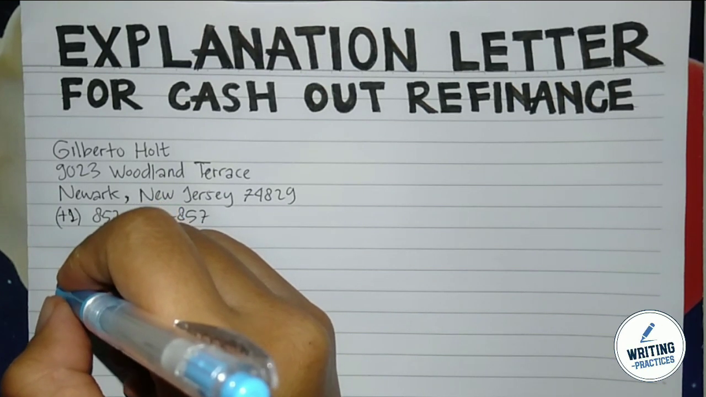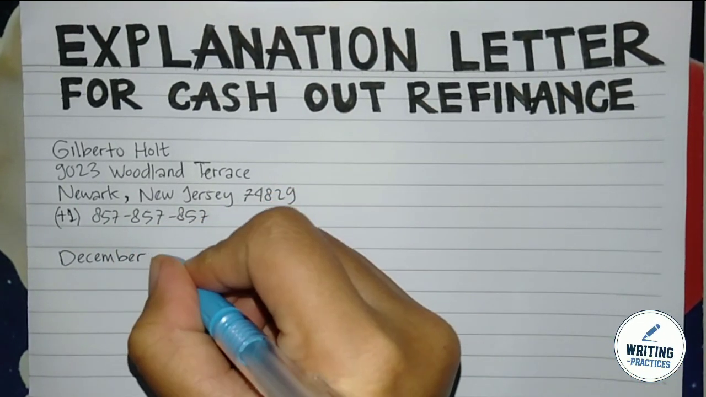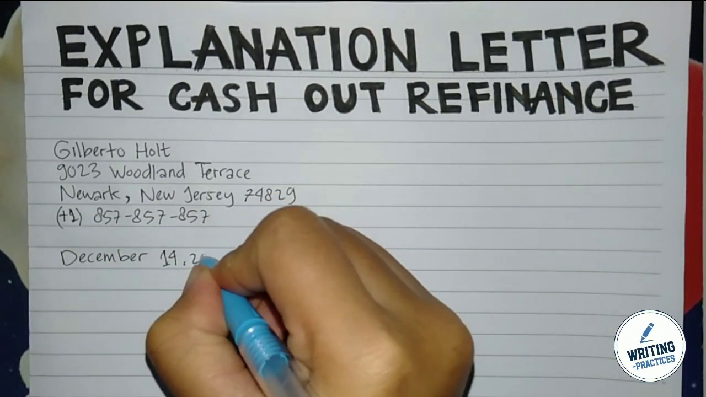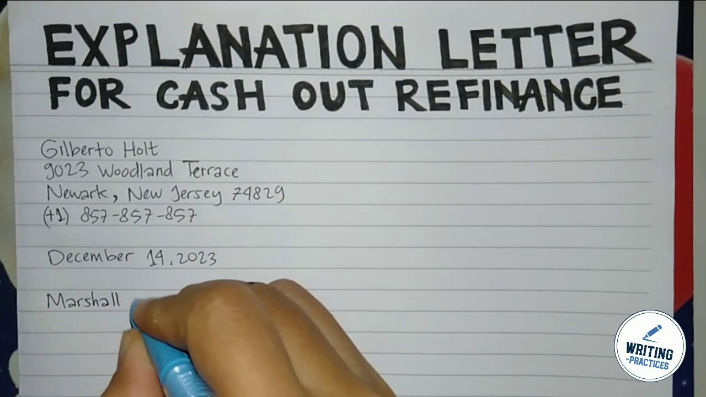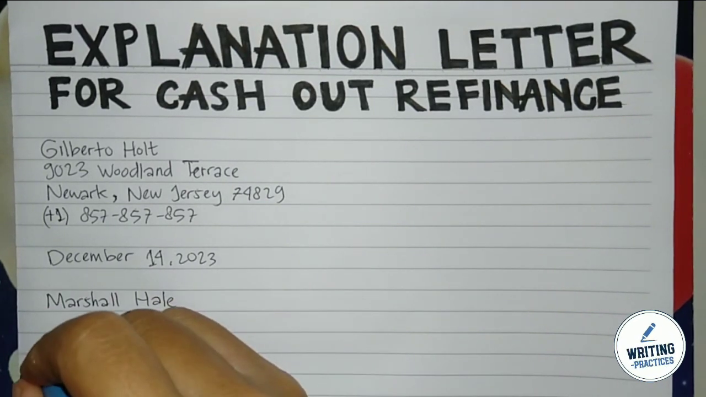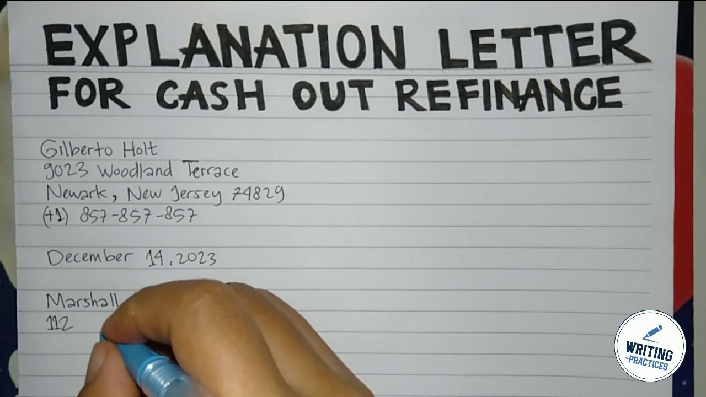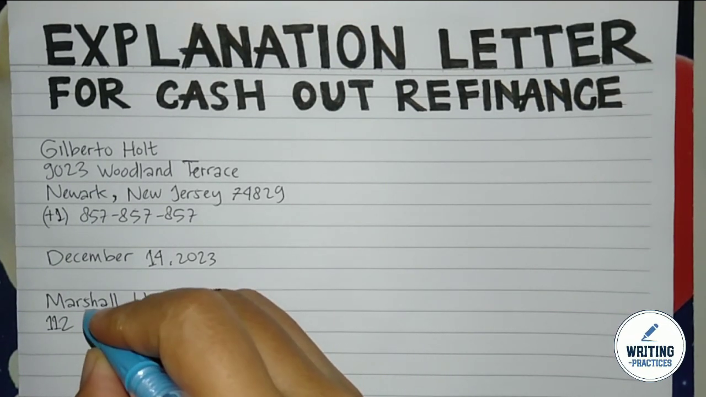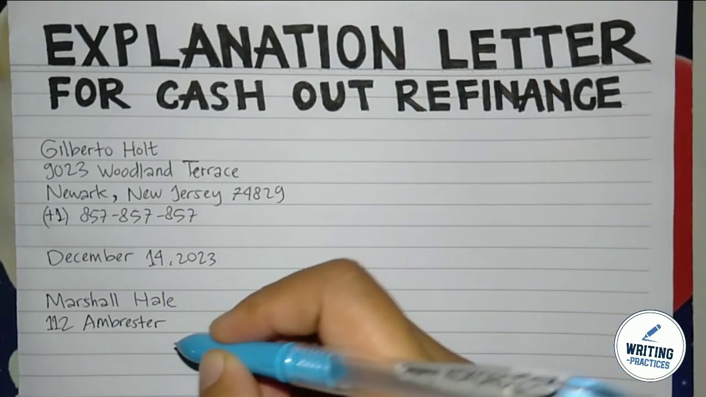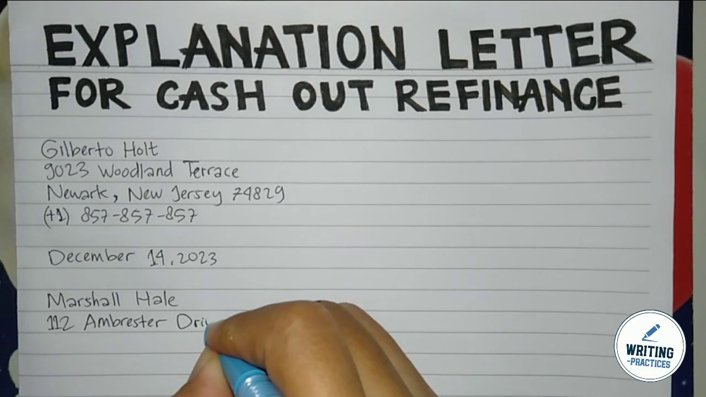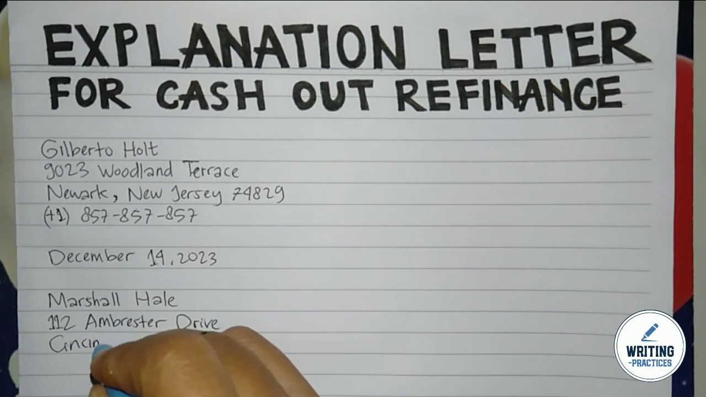After that, write the date of the letter. And then, write the recipient's full name. Under it, write the recipient's home address. You need to include the number, street name, city, state, and zip code.